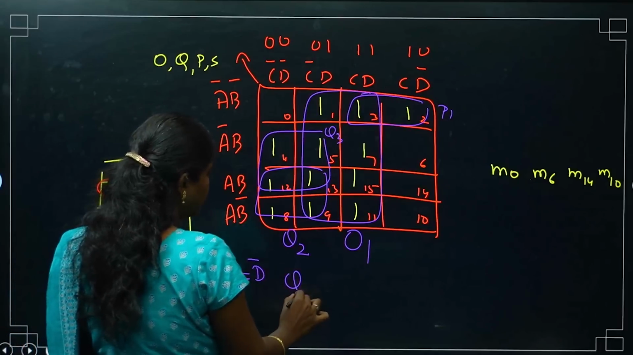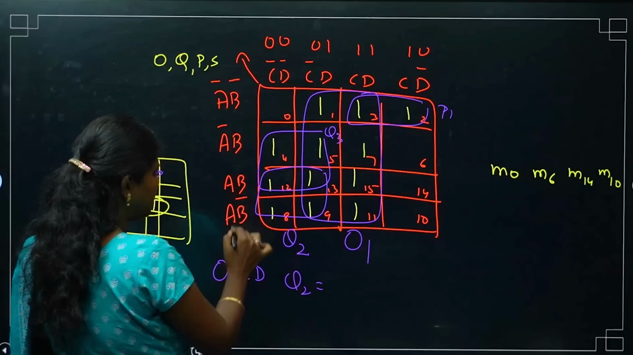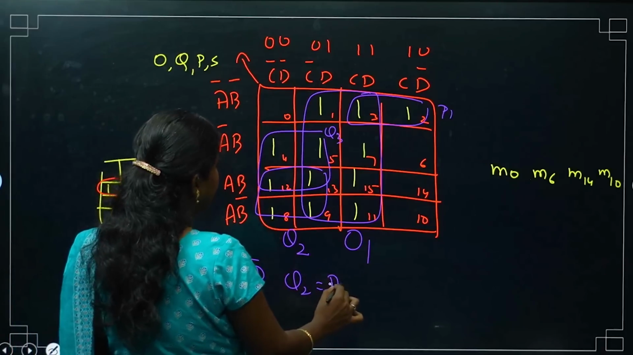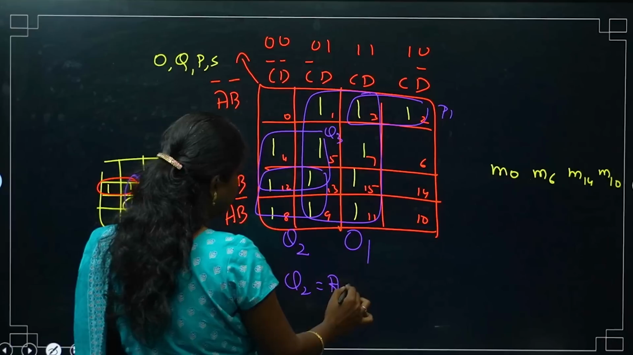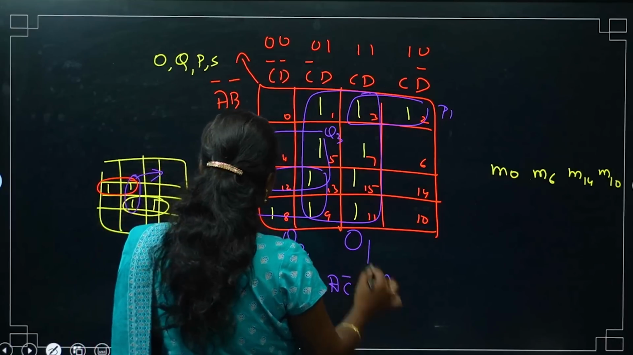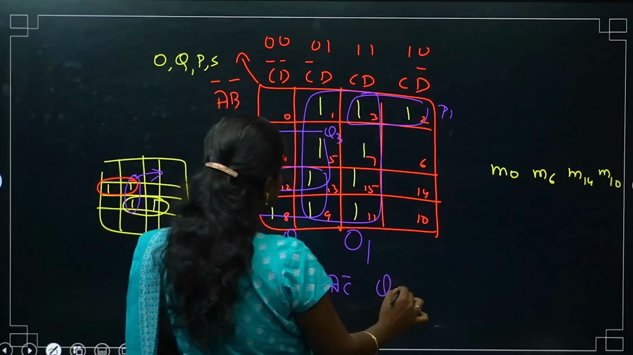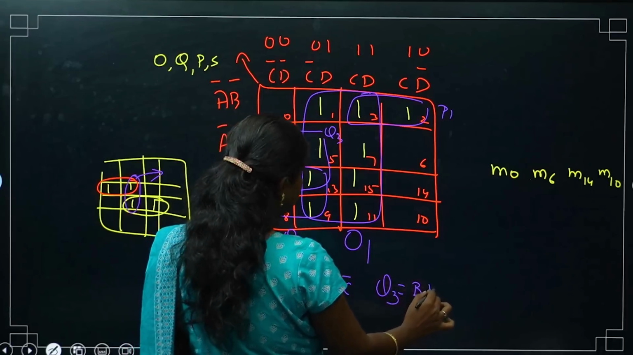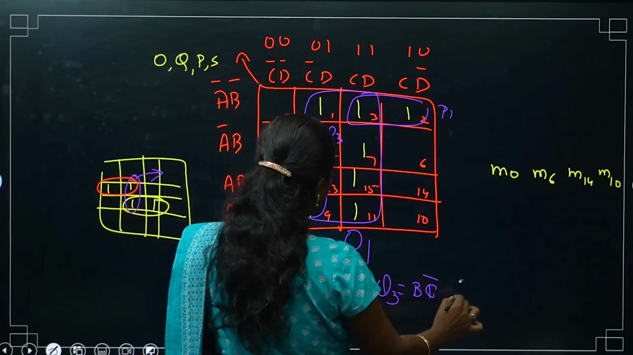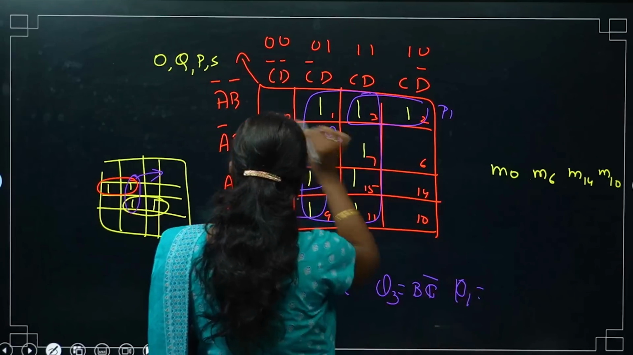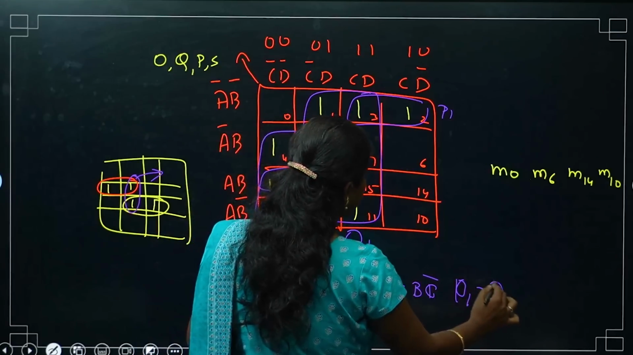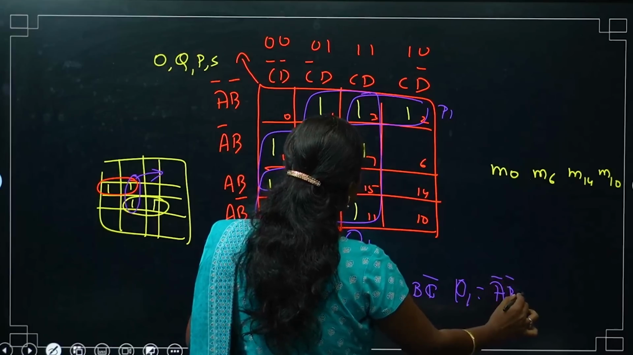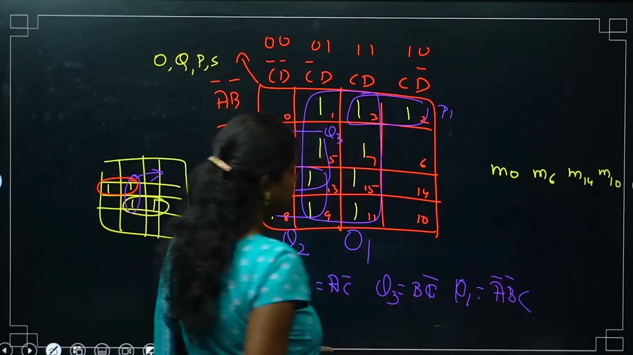So what is Q2? Q2 is nothing but common between these 2 is A. Common here is C bar. And what is Q3? Common is B. And common here is C bar again. Okay, then we have pair 1. Pair 1 is what? It's A bar, B bar, A bar, B bar, and then C.